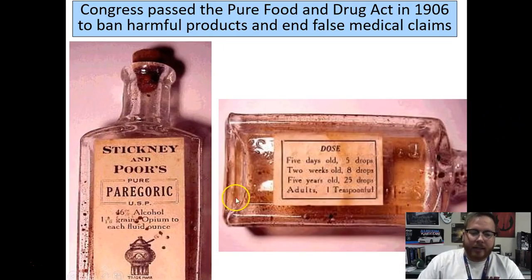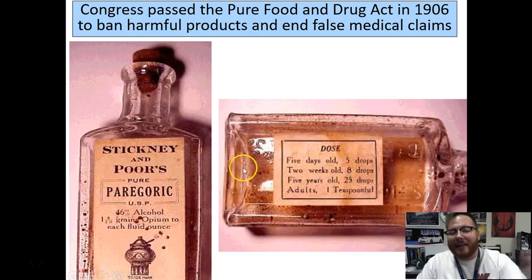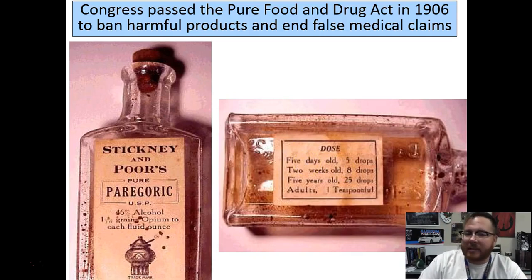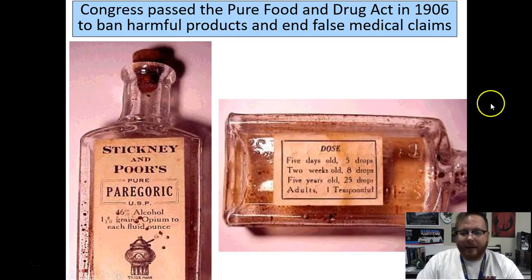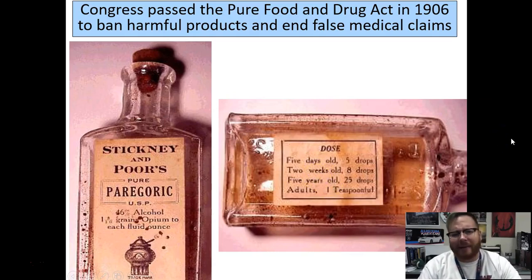Same deal here. Stickney and Poor's Pure Paregoric. It is 46% alcohol and 1 8/10 grain of opium to each fluid ounce. And it's for children. They give dosages for children for this liquid opium. If the child is 5 days old, less than a week old, just give them some of this liquid opium, but only 5 drops. You don't want to develop any bad habits. You don't want to make the kid feel bad. You don't want to get them too high. It's opium, for gosh sakes. Come on. I'm energetic about this, but I mean, come on.